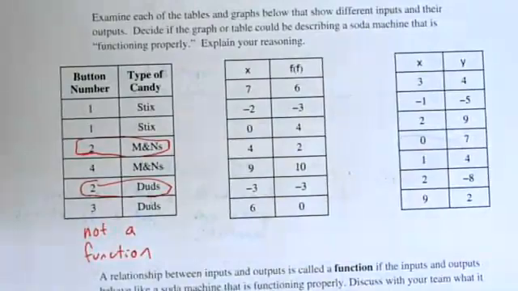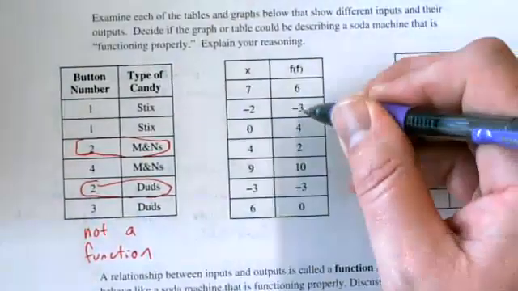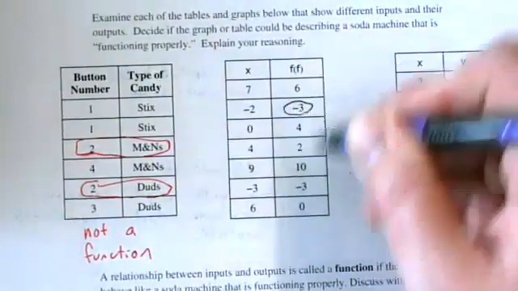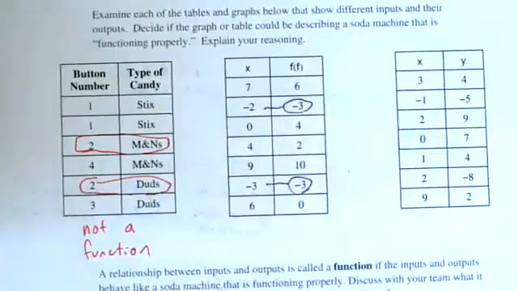The outputs of -3. So you're focusing on the outputs here. I've got an output of -3 here and another output of -3. Do they have the same input? No. Is that a problem? Now I want you to think about our soda machines. We always go back to the soda machines. You're going to remember these soda machines for a long time.